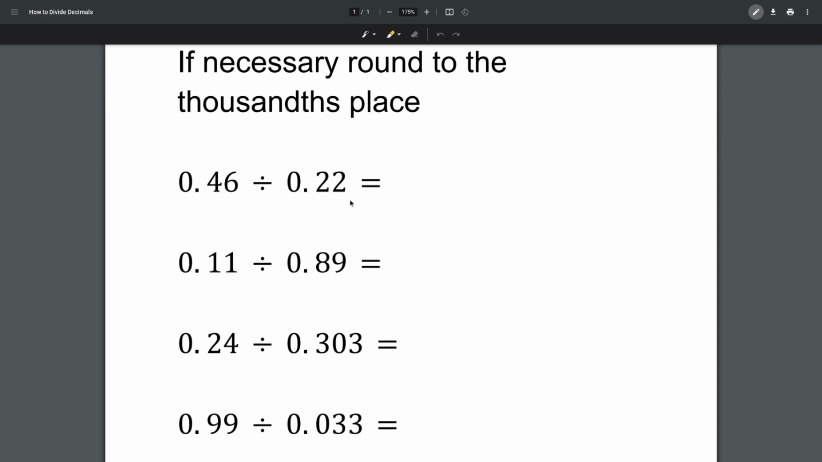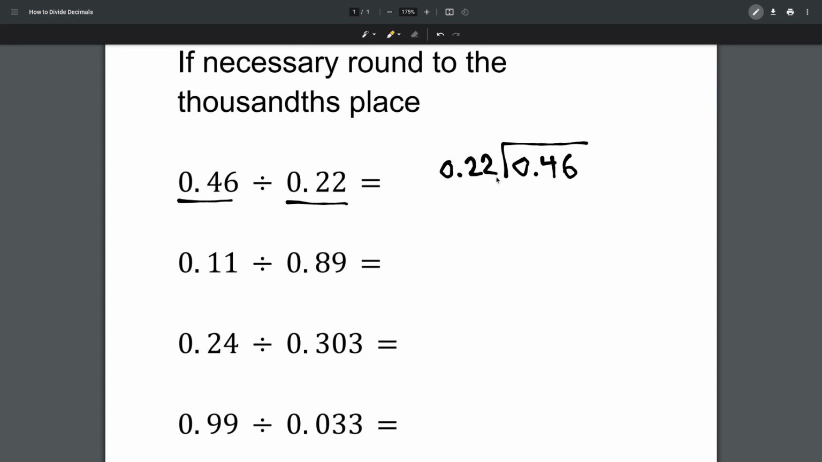0.46 divided by 0.22. So I'm going to write the dividend, that would be 0.46, under this division symbol here. And I'm going to write the divisor, that's 0.22, on the outside here.